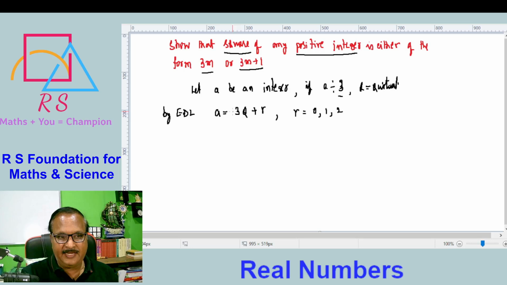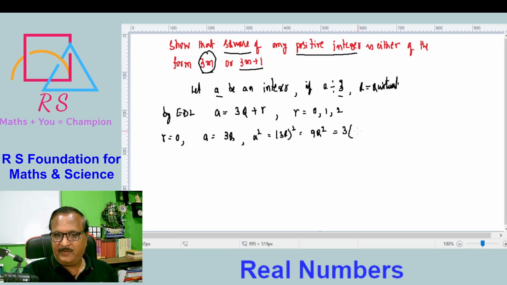So let us check a square, because we want the square of this positive integer. We have taken a as an integer, and we have to find the square. Now at r equal to 0, a is equal to 3q. So what happens to a square? a square is equal to 3q whole square, which is 9q square. I can write 9q square in the form of 3m, as 3 into 3q square. So 3q square is an integer.